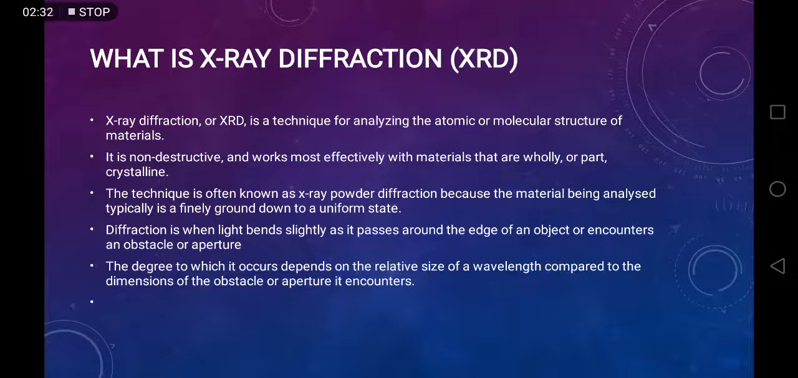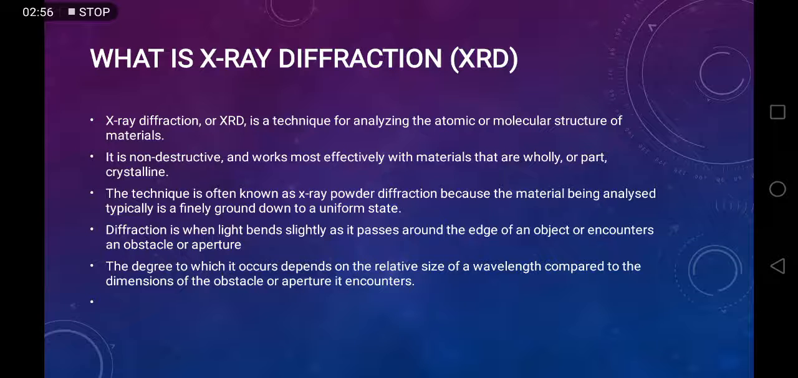What is X-ray diffraction? X-ray diffraction (XRD) is a rapid analytical technique primarily used for phase identification of a crystalline material and can provide information on unit cell dimensions. The analyzed material is finely ground, homogenized, and average bulk composition is determined.